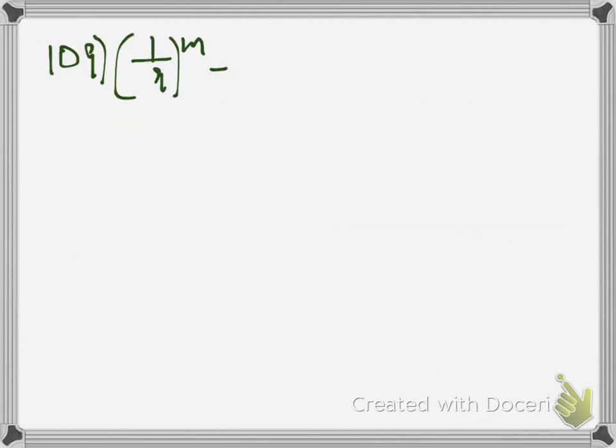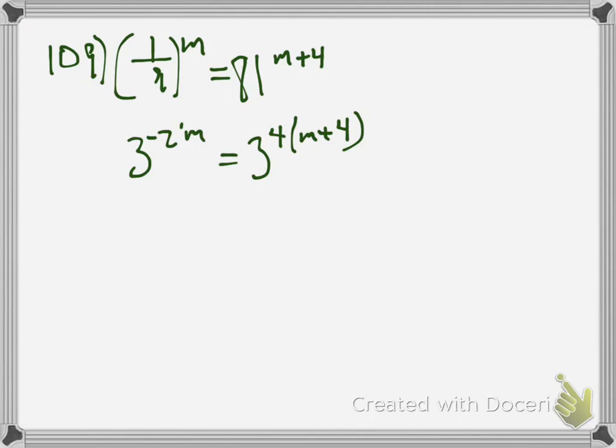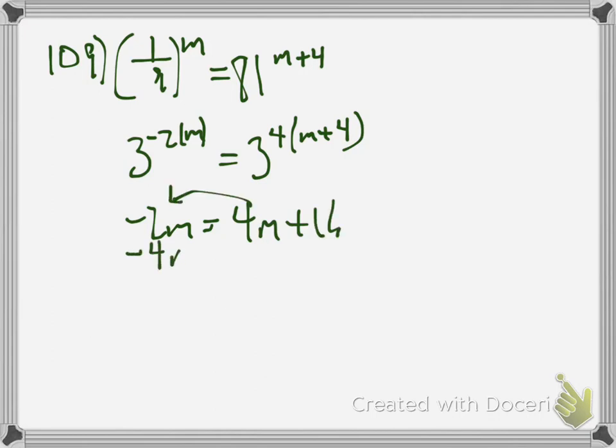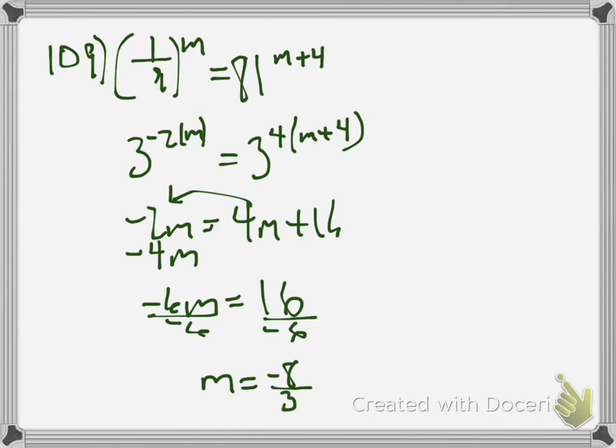Anyways, 1/9. Dang nab. 81. I think when I gave you all the exponent tables, I didn't worry about powers of 9. So you would see on your exponent table that 1 over 9 is 3 to the negative 2 power. And 81 is 3 to the 4th power. And so then again, you would just drop the 3's and say negative 2 times m is negative 2m. 4 times m plus 4 is 4m plus 16. Move the 4 over, divide by negative 6, and you get m. 16 over negative 6 would simplify to negative 8/3. And there you go.